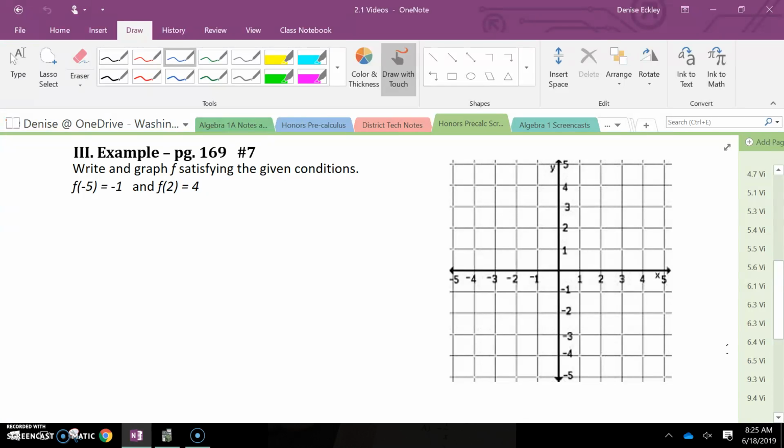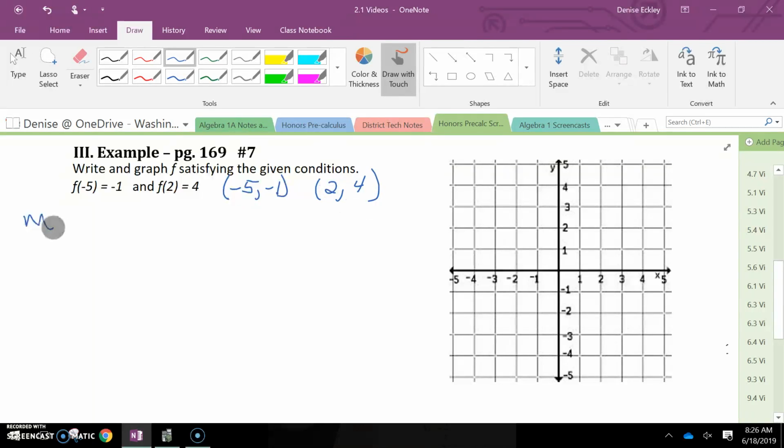Page 169, number 7. Write and graph f satisfying the given conditions. So f of -5 equals -1 and f of 2 equals 4. And we're in the section that is on linear equations. So I have 2 points. I have -5, -1, and I have 2, 4.